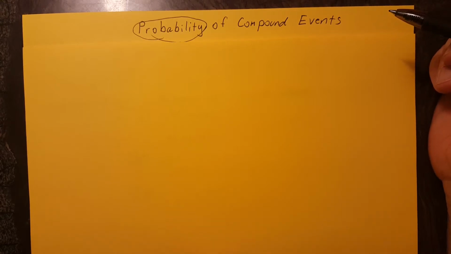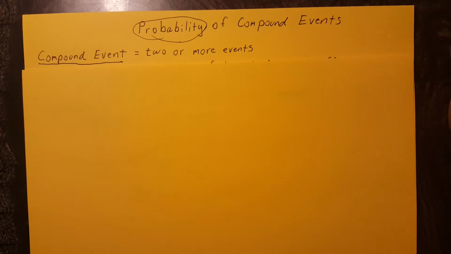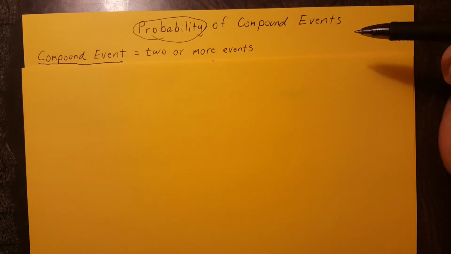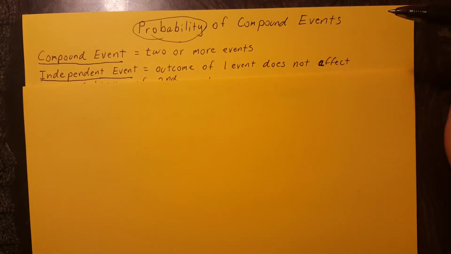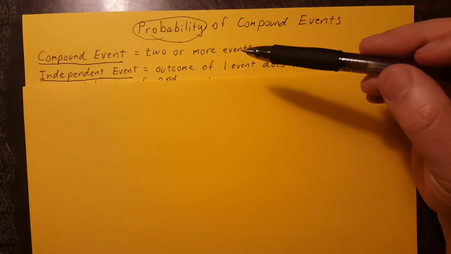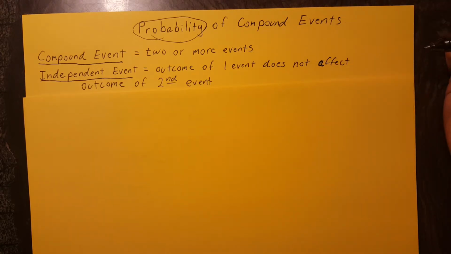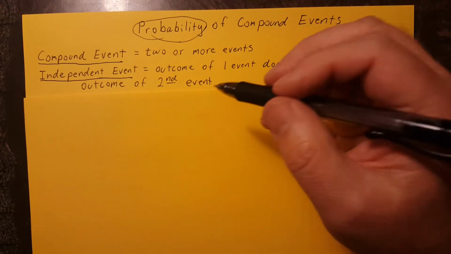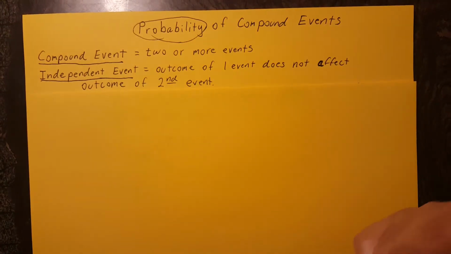The first one that we have to review is compound event. And that's easy, it consists of two or more events. The events may be independent or dependent. Remember that an independent event is one where the outcome of one event does not affect the outcome of the second event. An example would be spinning a spinner and then flipping a coin. The flip of the coin would have nothing to do with the spin of the spinner.